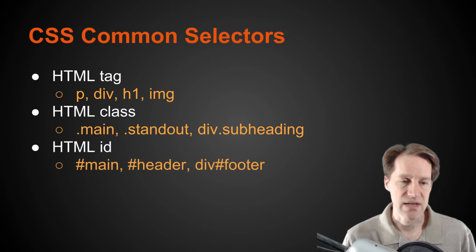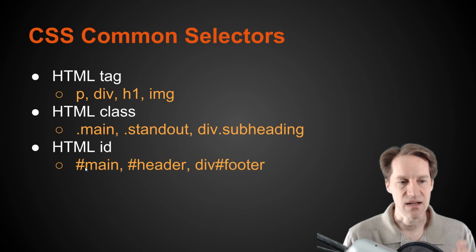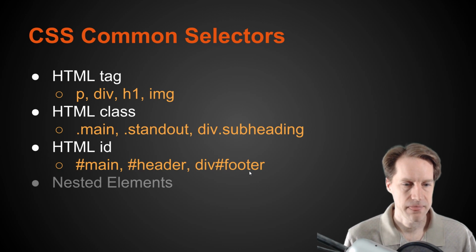Next, you can use an ID. Now the selector in CSS for ID is using a pound symbol. So this selects all elements that have an ID of main on the page. As well, there's a header, and if you want to do divs that have an ID of footer, you could use this selector. So these are just examples.